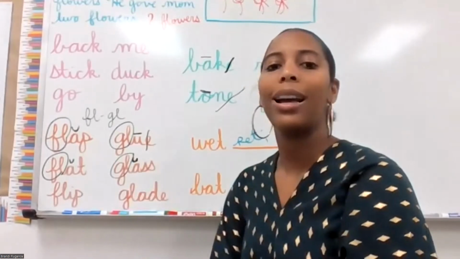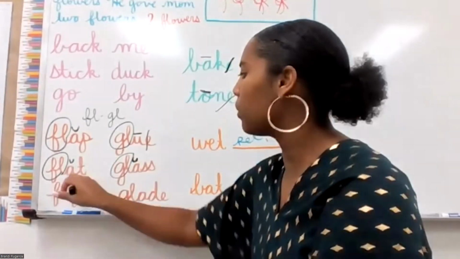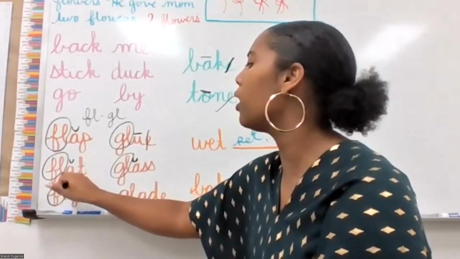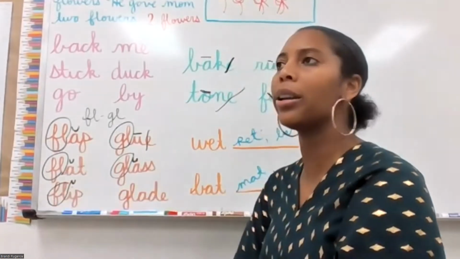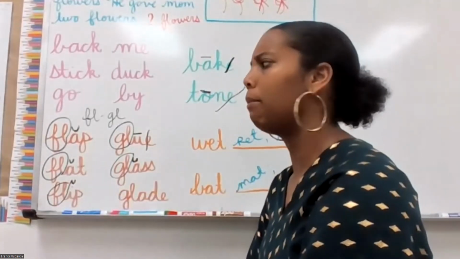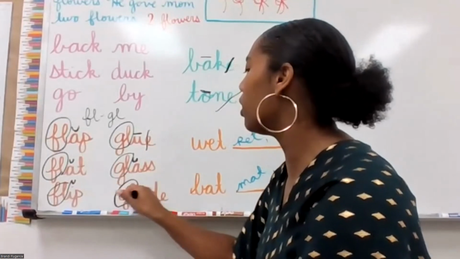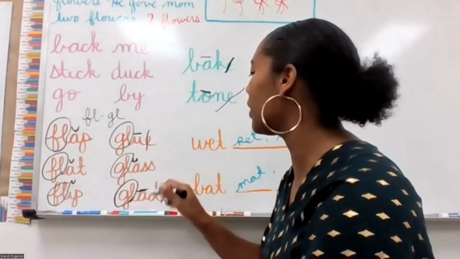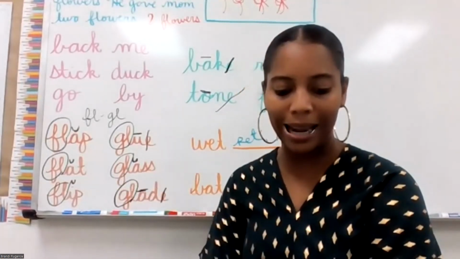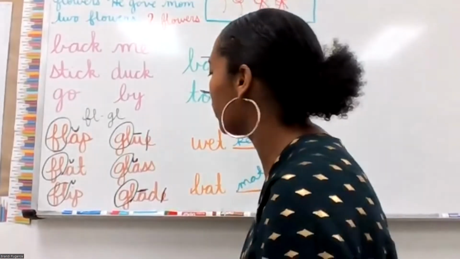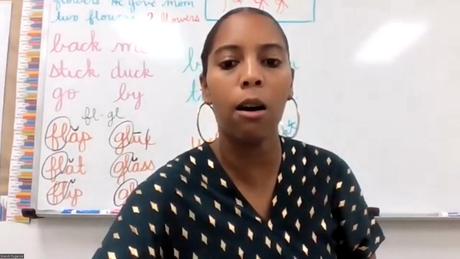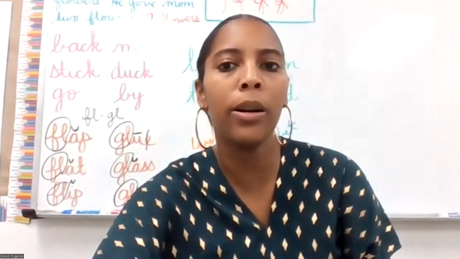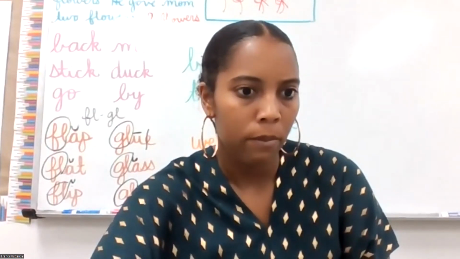Next, we have GL, sharp vowel A. What's the word? Glass. Next one, we have special sound FL, sharp vowel I. The word is flip. Next one, GL, long vowel A, silent E. The word is glaze. Awesome. So that is special sound FL and GL, which you will see in your book. Okay.